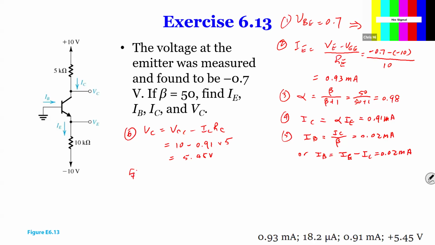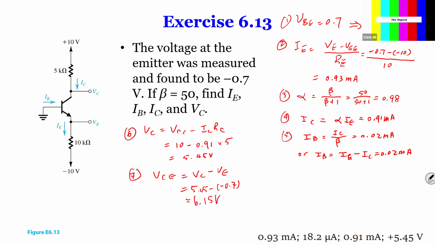The reason I want to calculate VC is to see how much VCE is going to be. VCE is VC minus VE, so that gives you 5.45 minus minus 0.7, which gives you 6.15 volts. This is important because now we know VCE is larger than the saturation voltage.